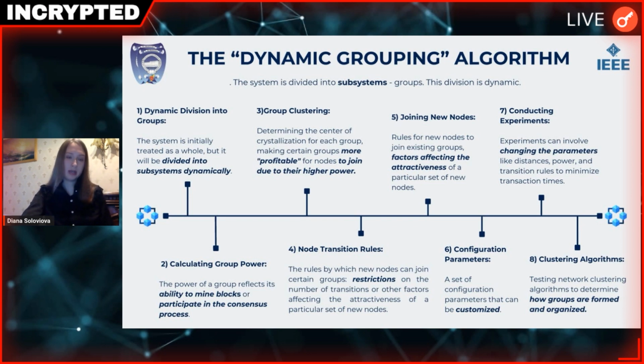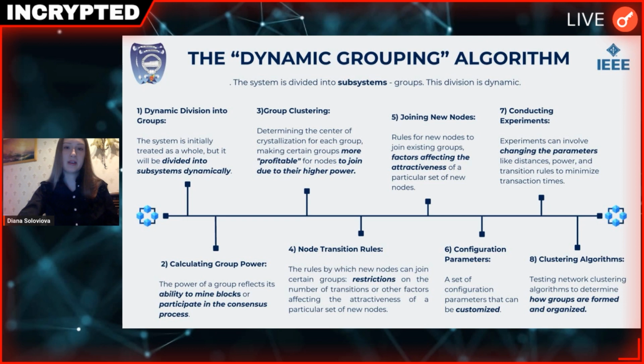Then we have to set node transition rules. Why? These are the rules by which nodes can join certain groups. For example, restrictions on the number of transitions or other factors affecting the attractiveness of a particular group to new nodes. For example, transition to another group is possible no earlier than 10 block publications for a certain node, or, for example, it is not possible before 5 finalizations for a node. Then we also have to set rules for joining new nodes.